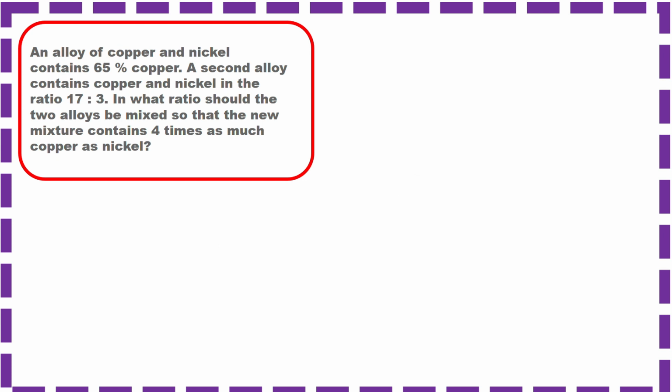A second alloy contains copper and nickel in the ratio 17:3. In what ratio should the two alloys be mixed so that the new mixture contains 4 times as much copper as nickel? So whenever we consider alloys, we have two types, right? The first alloy has 65% copper and 35% nickel. So the ratio is 65:35.